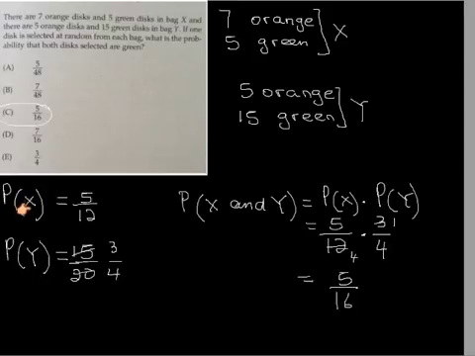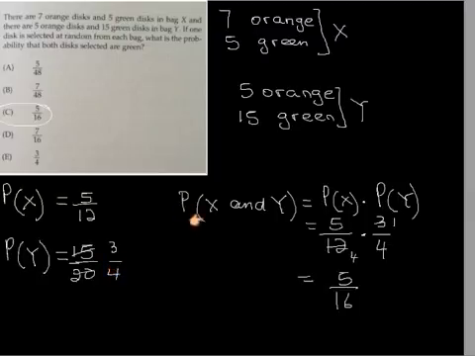So let's call event X selecting green from bag X, and there are 5 green, so the chances of selecting green would be 5 out of the total, which is 12. And the probability of selecting green from bag Y would be 15 out of a total of 20. Reducing that will give you 3/4.